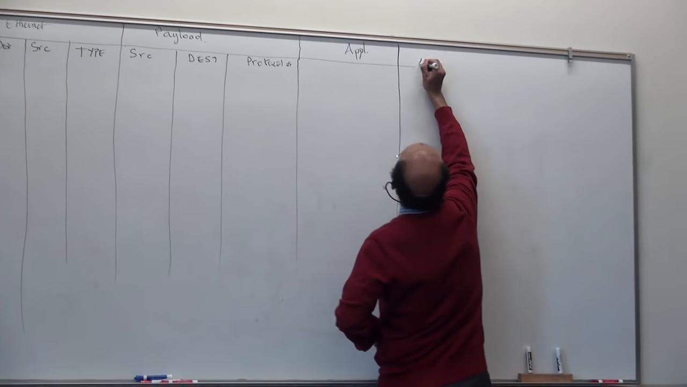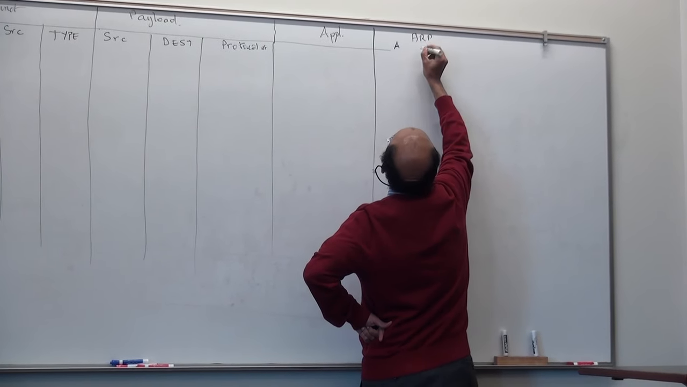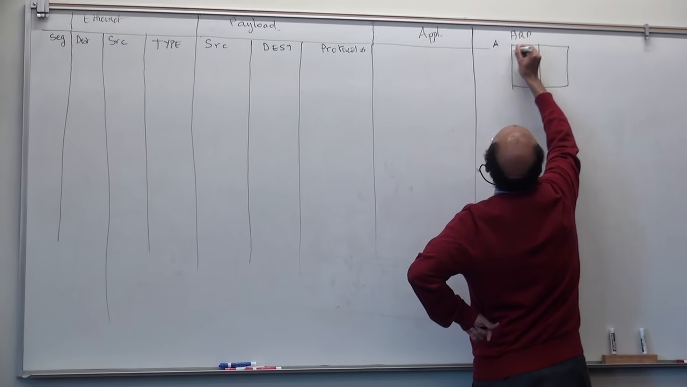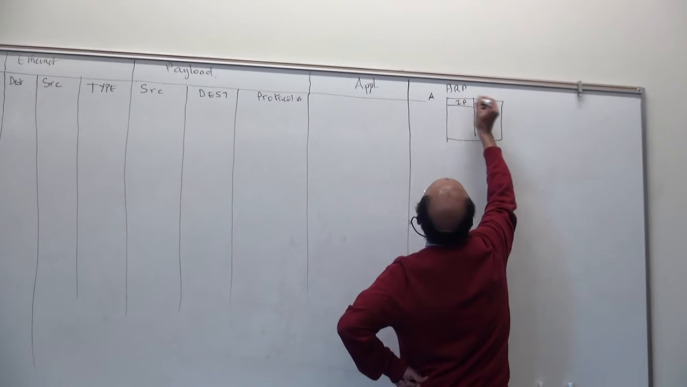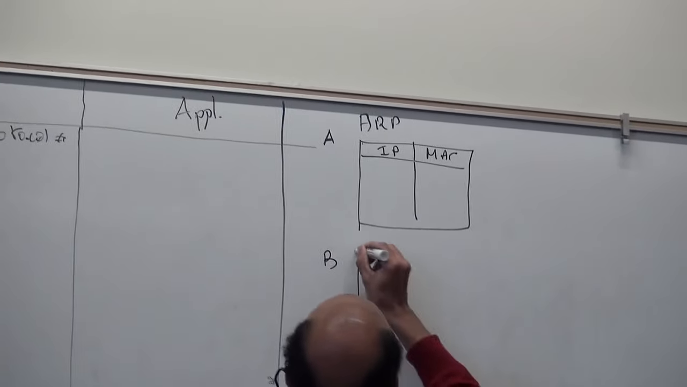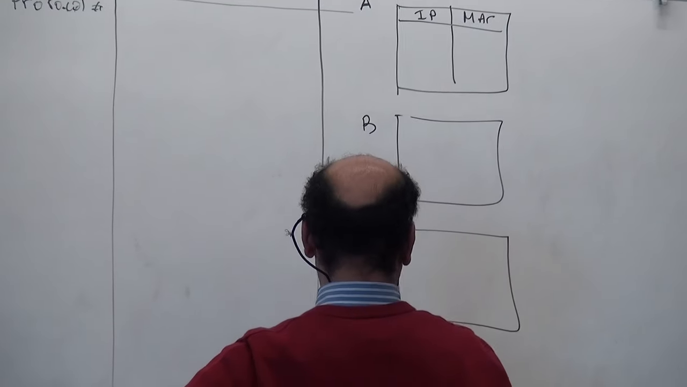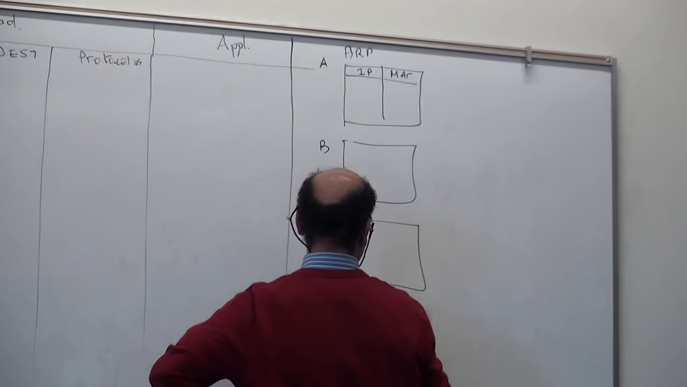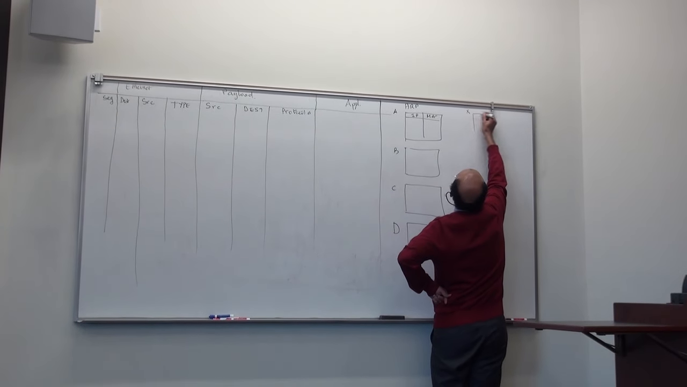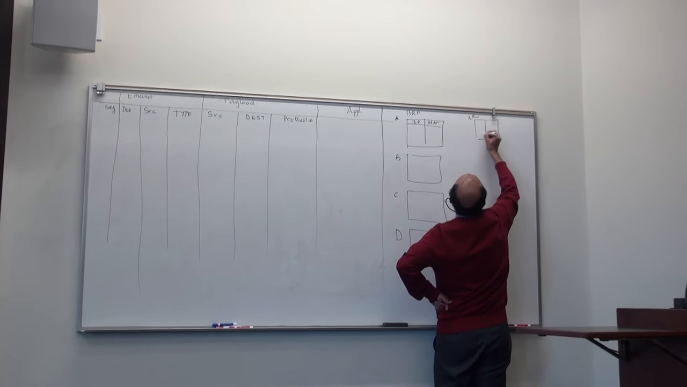caches of everybody. A has an ARP cache with IP and MAC columns, and so do B, C, D, and the router also has an ARP cache. The X router has one too.